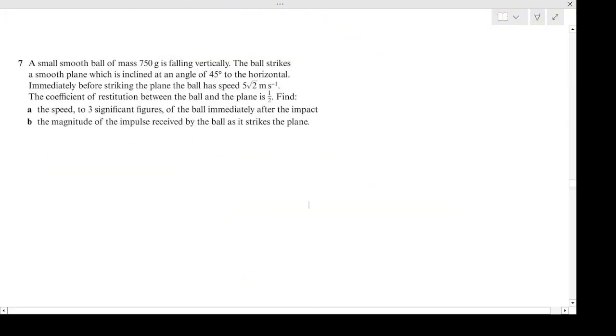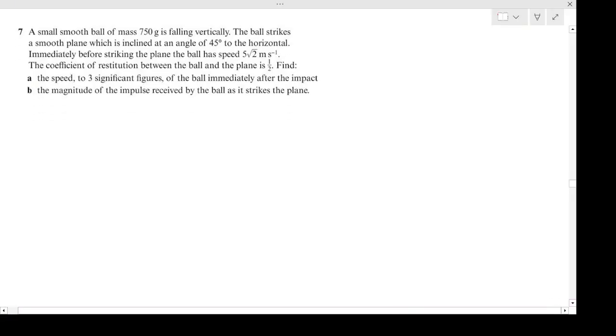Okay. Now I've got this question here. So here I'm told a small smooth ball of mass 750 grams falling vertically. The ball strikes a smooth plane inclined at an angle 45. Immediately before striking the plane, the ball has speed 5 root 2. Coefficient of restitution is a half, and so it wants me firstly to again find the speed afterwards. So again, it's pretty much the same scenario where the surface is at an angle.